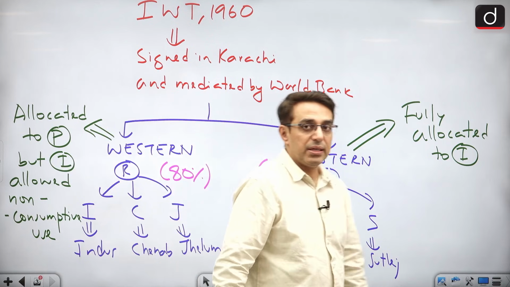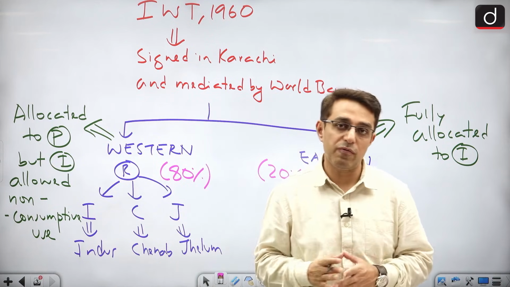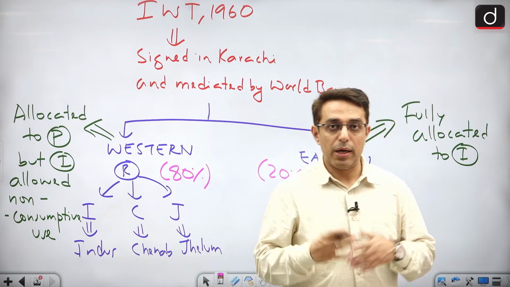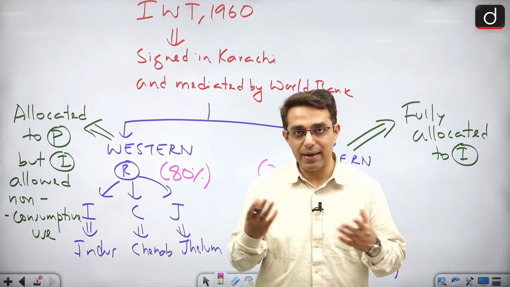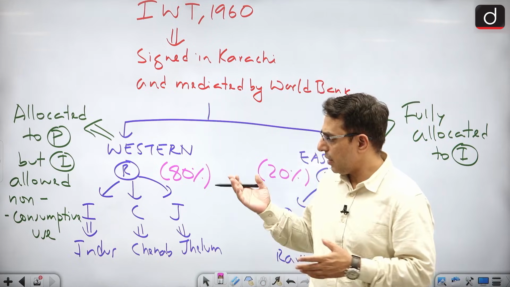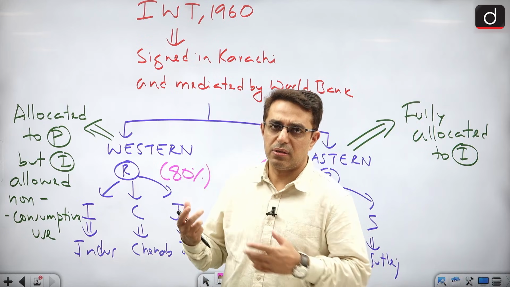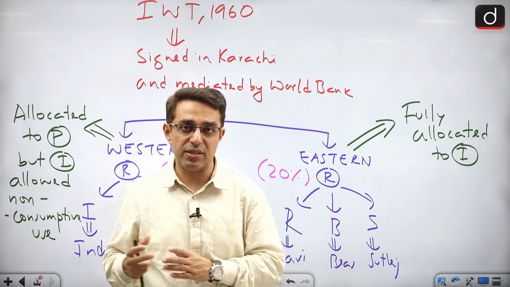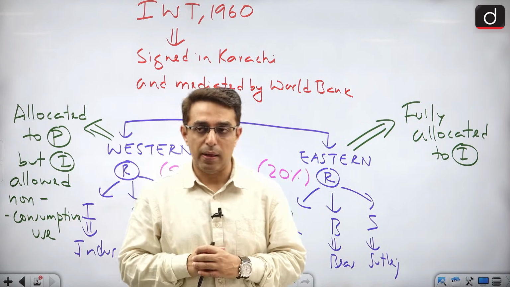That means the treaty is biased in favor of Pakistan. So Nehru ji, known for his idealism in foreign policy, and there was this biasness in this treaty towards Pakistan.